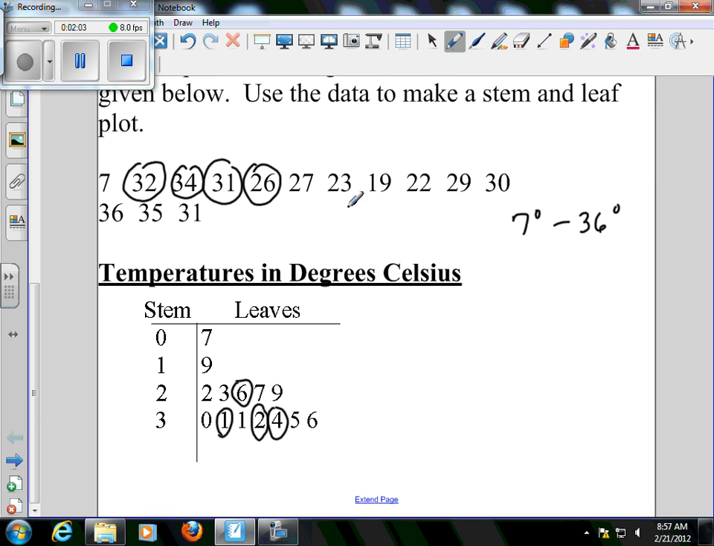And I think you can follow this. There's only one number in the teens, that's 19, so 9 will go next to the 1. As I said, I put them in order. It's always a nice idea. Usually you start off making your stem and leaf plot, just writing the leaves down, and then you put them in order from smallest to largest. Okay, so there is a stem and leaf plot. And let's move on to our next page.